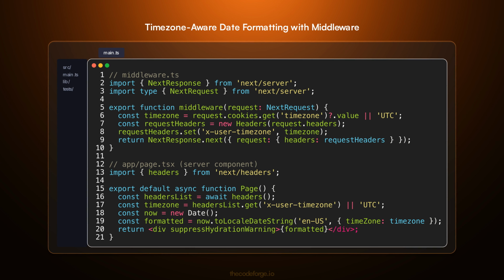Here's a concrete implementation. Read the timezone from a cookie or header in middleware, attach it to the request, and use it in server components to render dates in the user's timezone, avoiding mismatches.